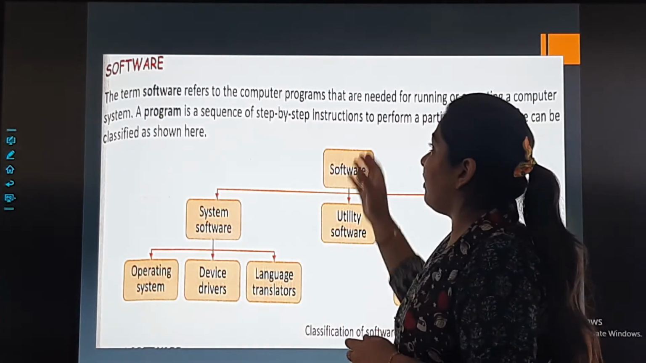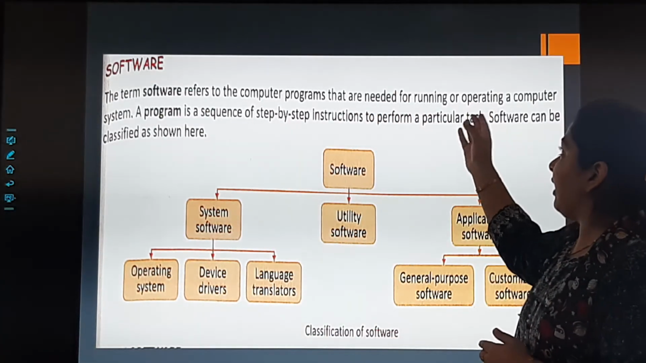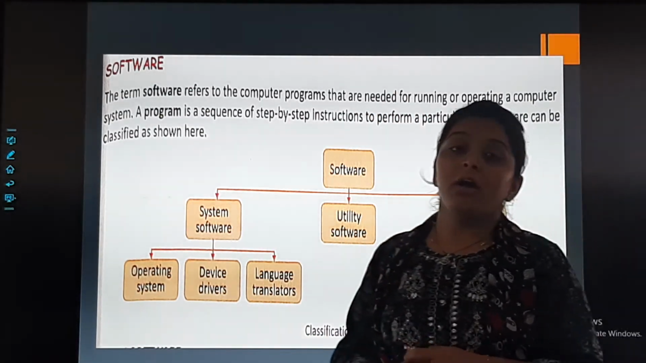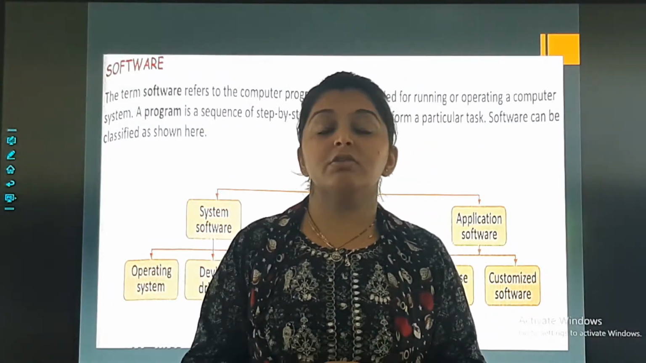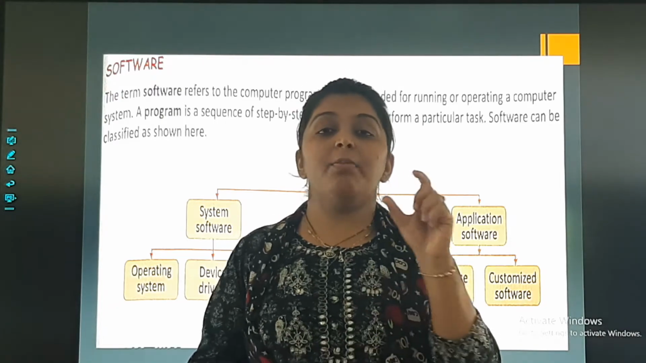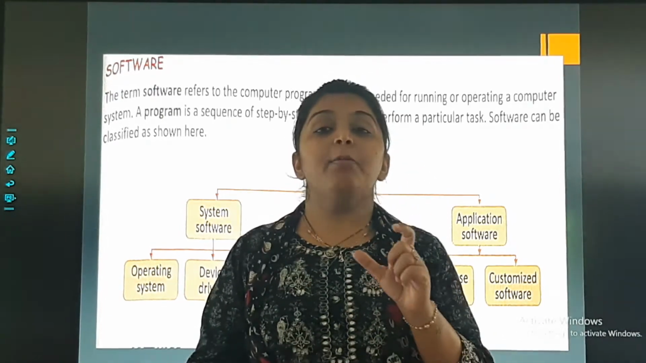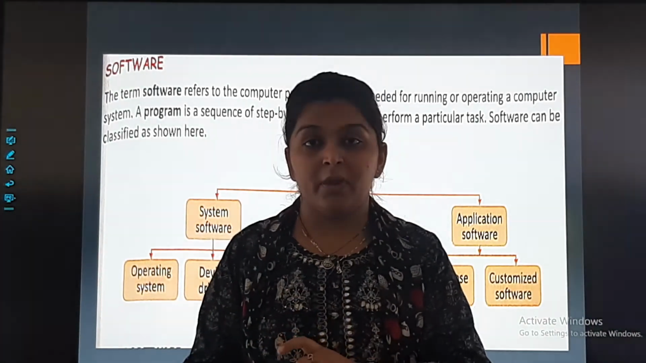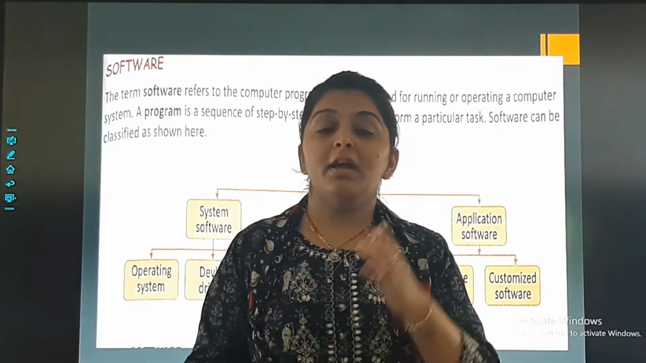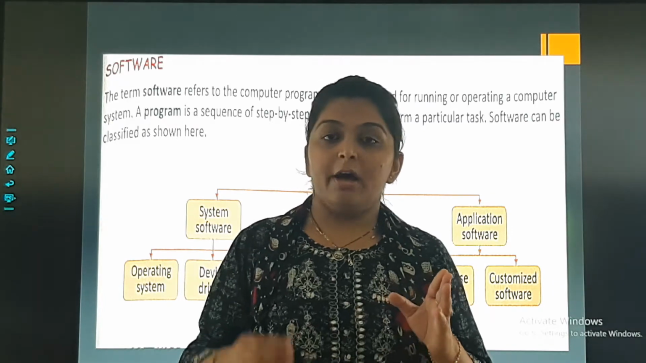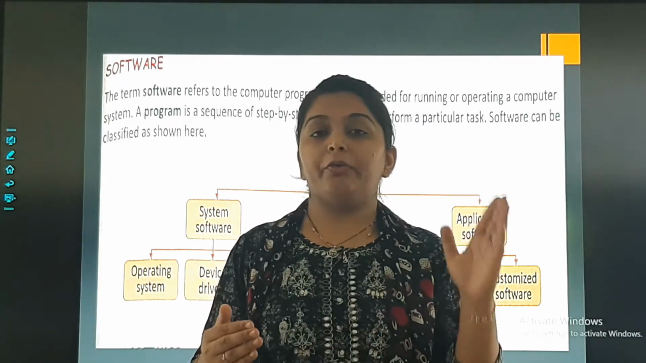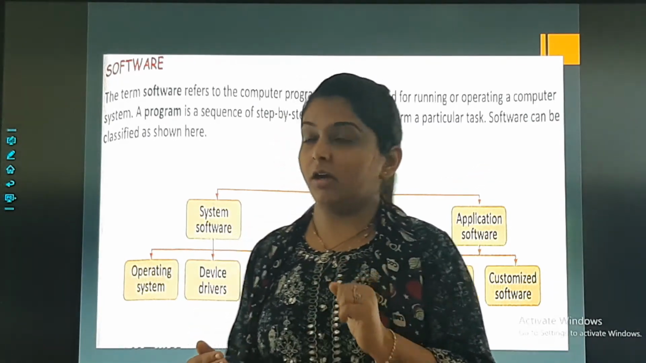Now software refers to the computer programs that are needed for running or operating a computer. For example, Microsoft Windows 10 is a type of software. It is a type of operating system. With the help of the software, we can run the computer. We can work with the computer.